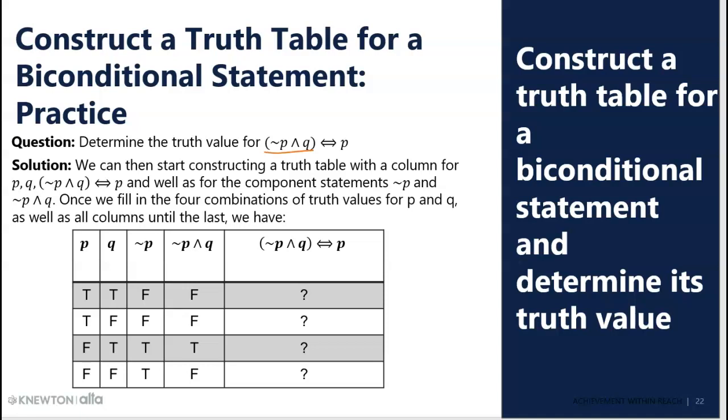This only has 2 letters, so I only need the 4 rows. There's my standard input columns for 4 rows. Looks like I want a not P and Q, so I find a column for not P. You can always stop the video and take a look to make sure you understand where these came from. And then I do not P and Q, and I get false, false, true, false.